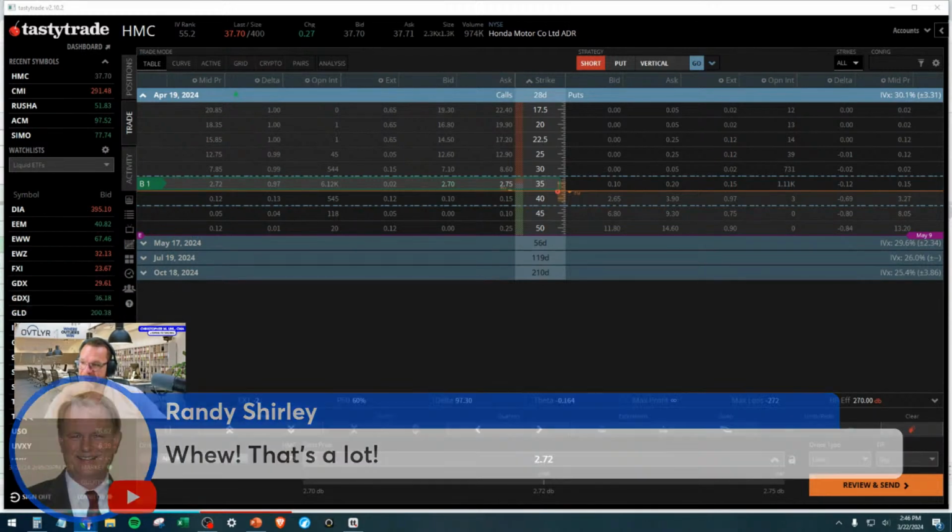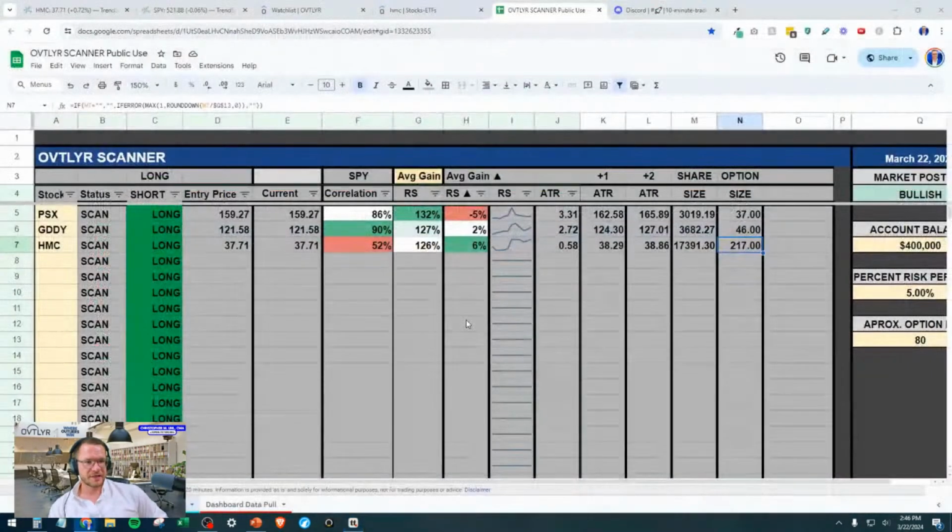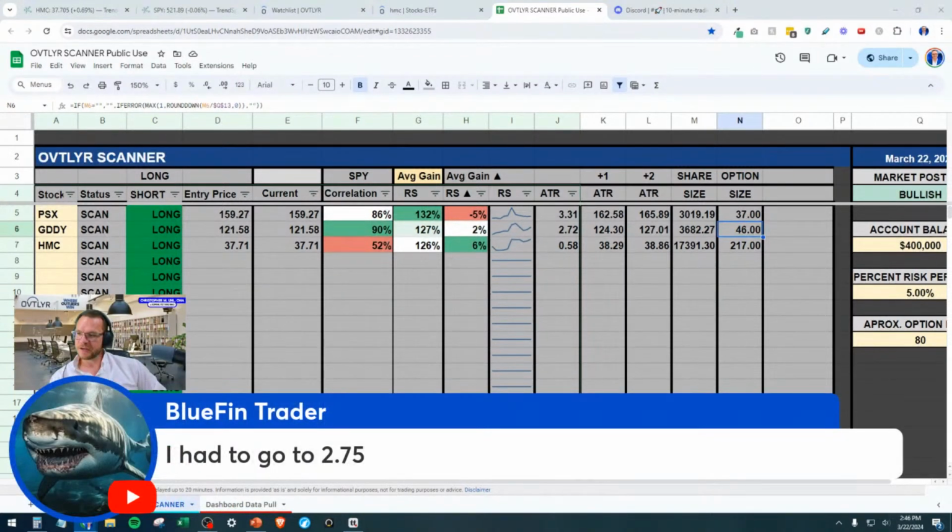Dude, that's a lot. I know, right? So the way this works is it takes a look at the ATR value, and then it gives you a position size based on how big that ATR is, right? So for example, you can see G Diddy's ATR is over 5 times more, so you're getting 5 times less. That makes sense?